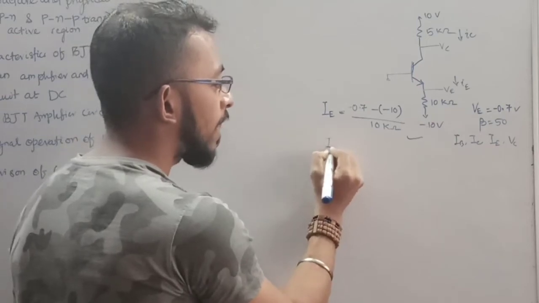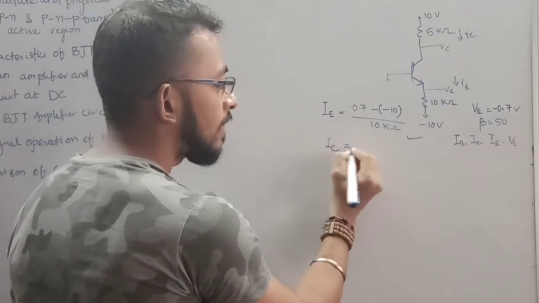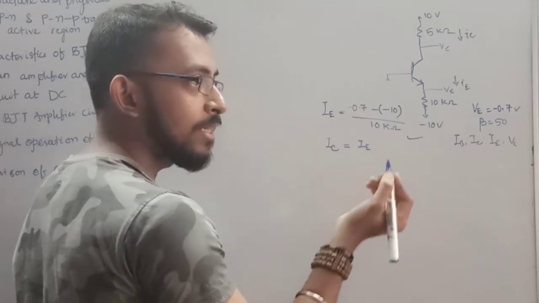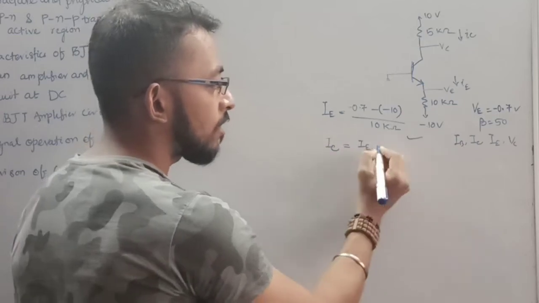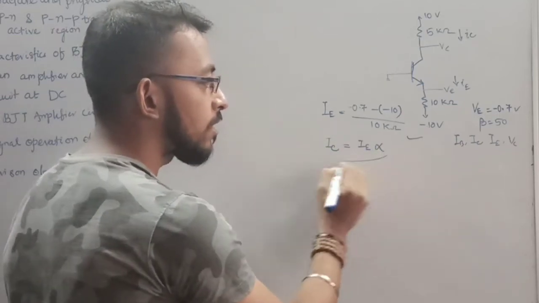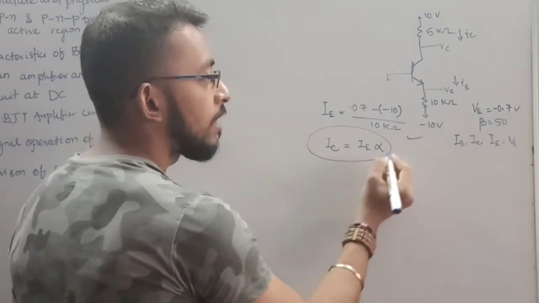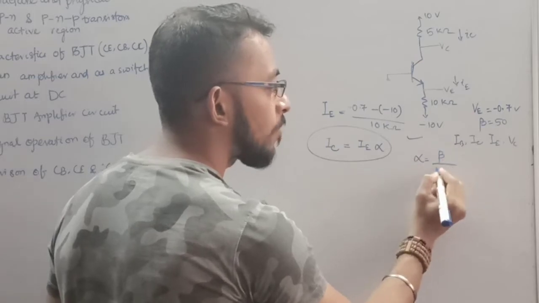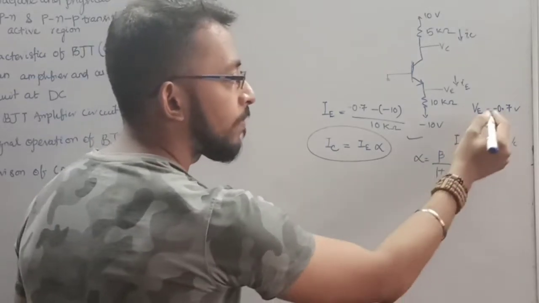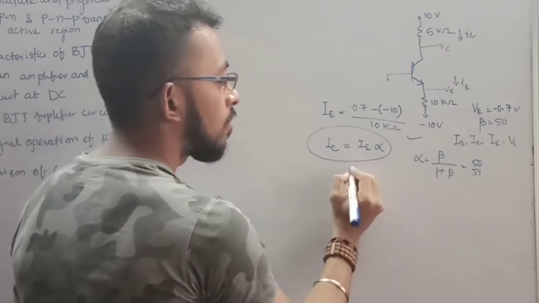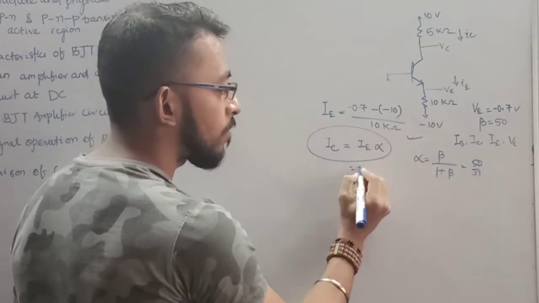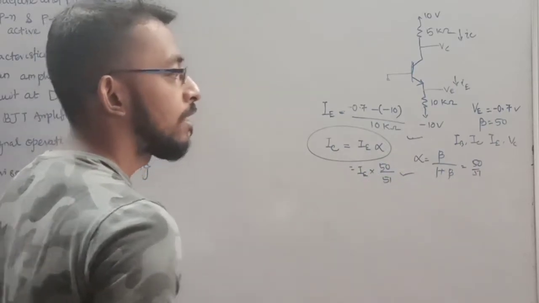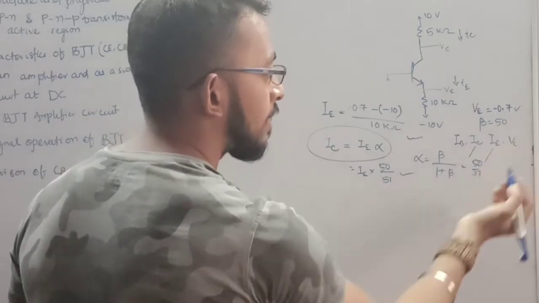Now tell me how to find the IC. IC is nothing but the relation between IC and IE. IE is IC upon alpha, then IC is nothing but IE into alpha. Okay, this is the relation between IC and IE. In this question, beta is given. So how to find alpha? Alpha is nothing but beta upon 1 plus beta. So 50 upon 51. So my IC is nothing but the IE value that I found from here multiplied by 50 upon 51. That is IC. Okay. So IC is done, IE is done.